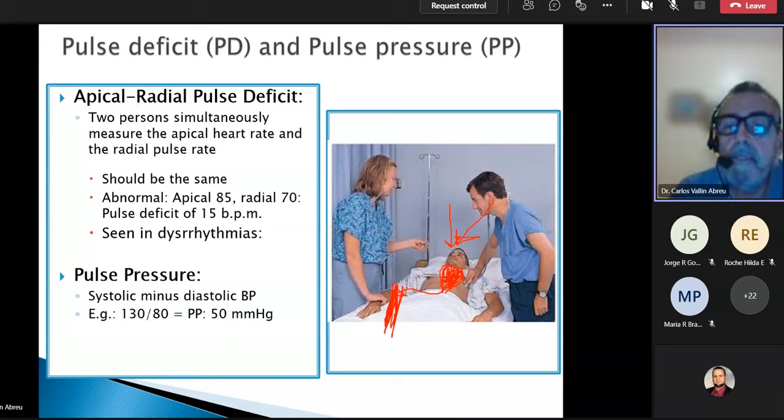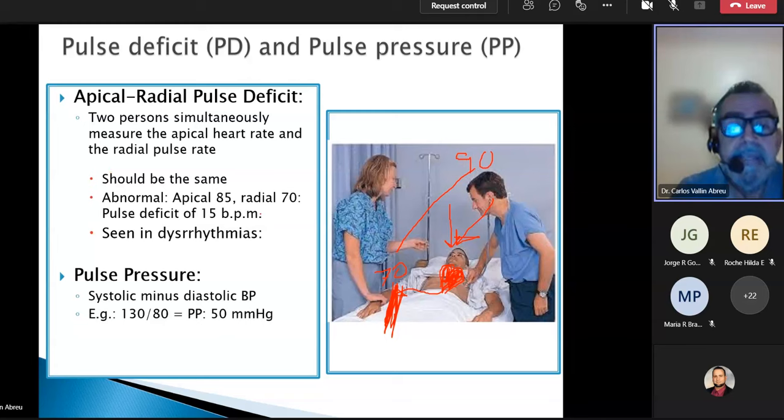The gentleman is going to count, suppose, 90 times lub-dub, and the lady is going to count only 70 pulses in the radial artery. So there is a difference, 90 here, 70 here, and this is the apical radial pulse deficit. It requires two persons, one auscultating the apical pulse, the other palpating the radial pulse at the same time, for the same 60 seconds, counting that.